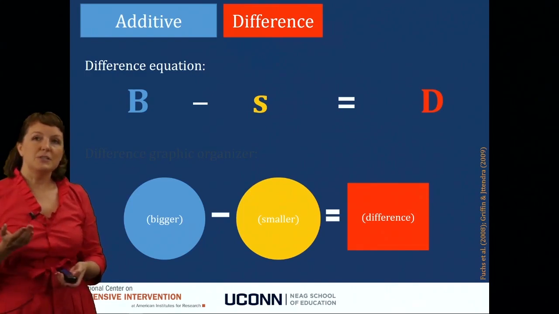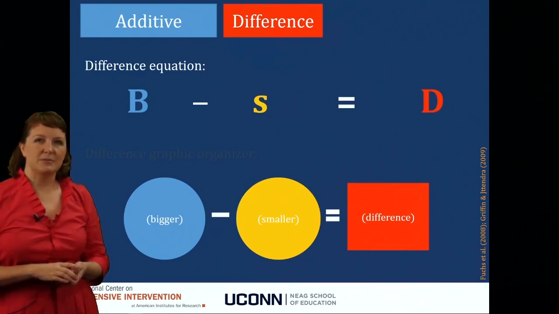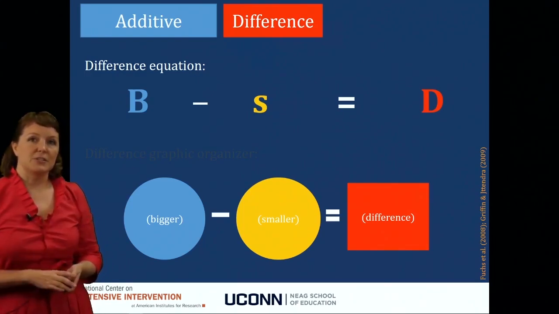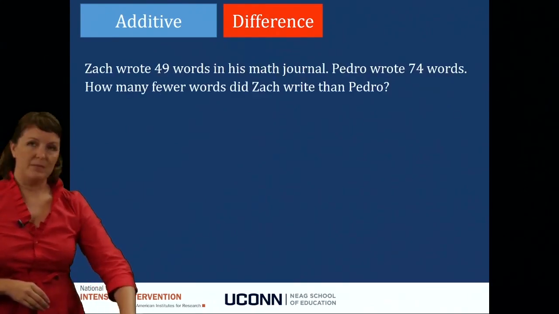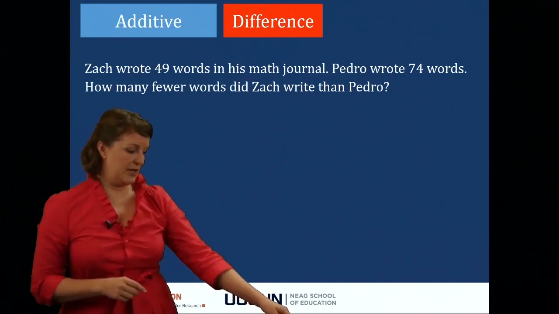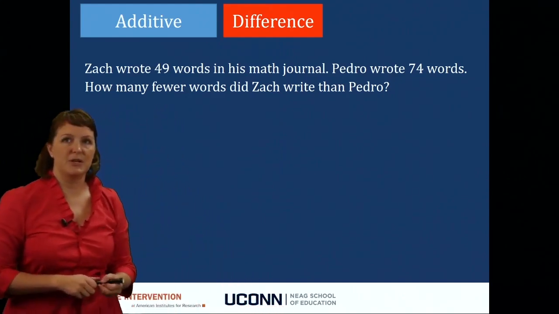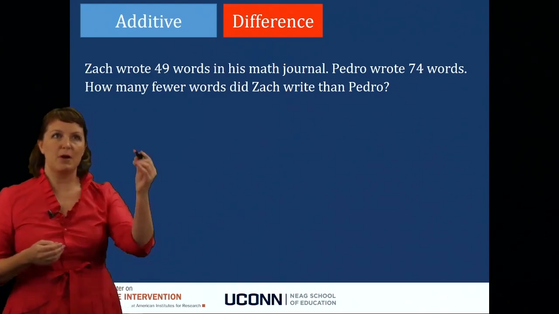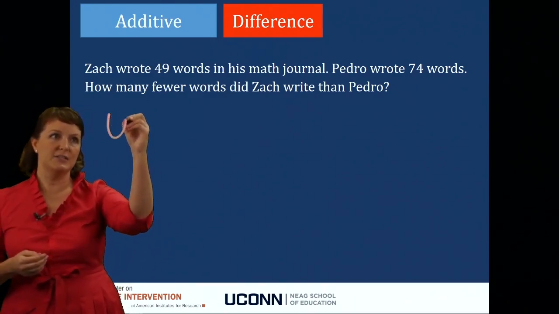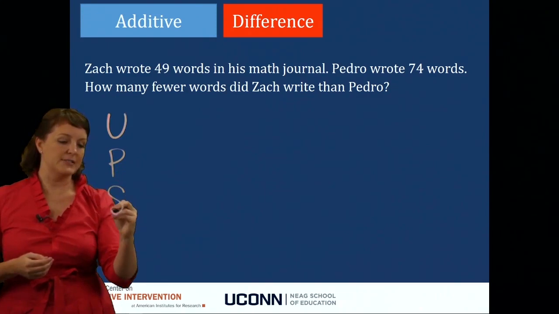So what are some of the ways that we can help students set up information from difference problems? Well, you could use a difference equation here, b minus s equals d. We also have a graphic organizer. The circle minus the circle equals the square. Let's look at this word problem here, and this time I'll use the graphic organizer to set up this word problem information. So I see a mix of some numbers and words, so that means I'm going to use my problem-solving strategy, and that is U, P, S, check.